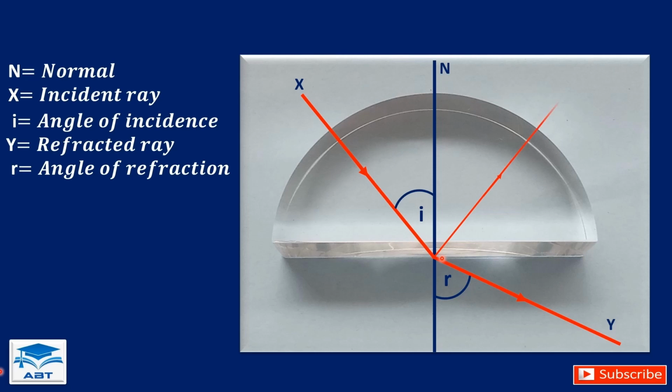Now there's going to be a weak reflected ray in the glass, and the laws of reflection hold on the weak reflected ray. That is, the angle of incidence is equal to the angle of reflection, that is, the angle between the normal and the weak reflected ray. We are not going to focus much on the weak reflected ray. We are going to focus on the refracted ray more.